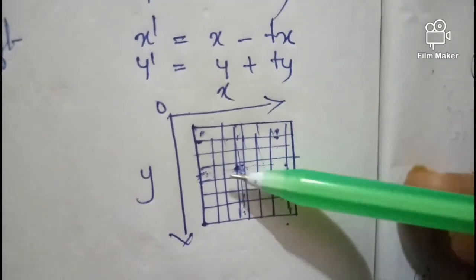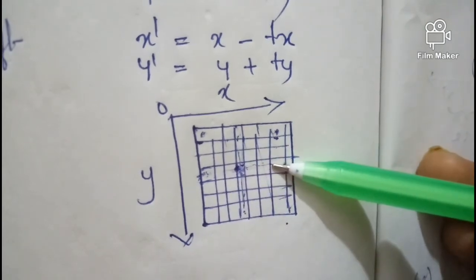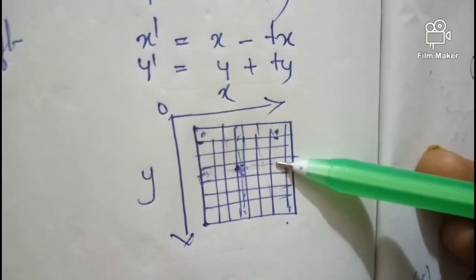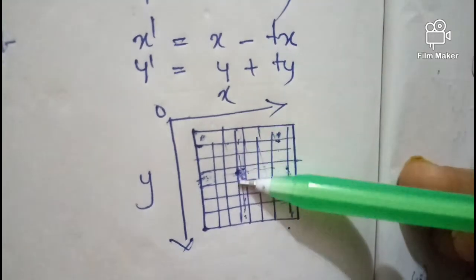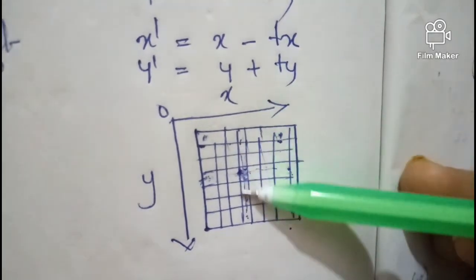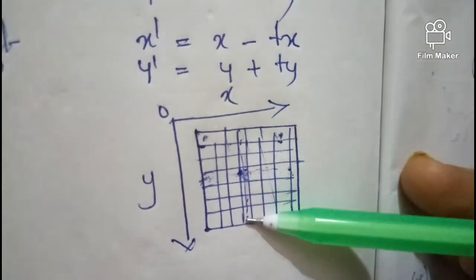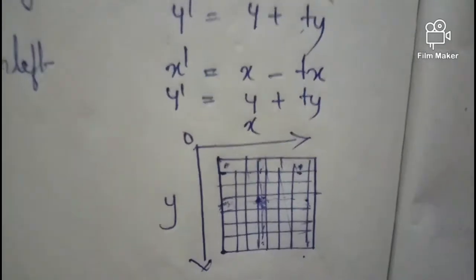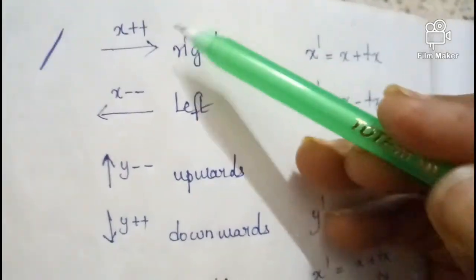Once again I am going to repeat, if you move left or right, only x values change. There is no change in y value because you are in the same row. And if you are moving upside down, since you are in the same column, x will not change, only the y values will change. Now let us take a look into different translation movements.